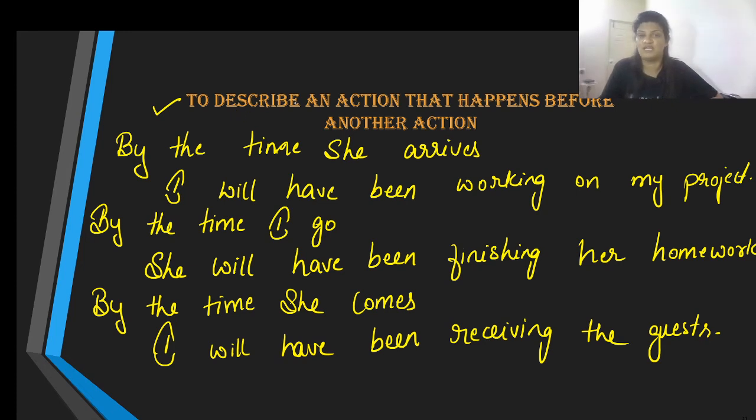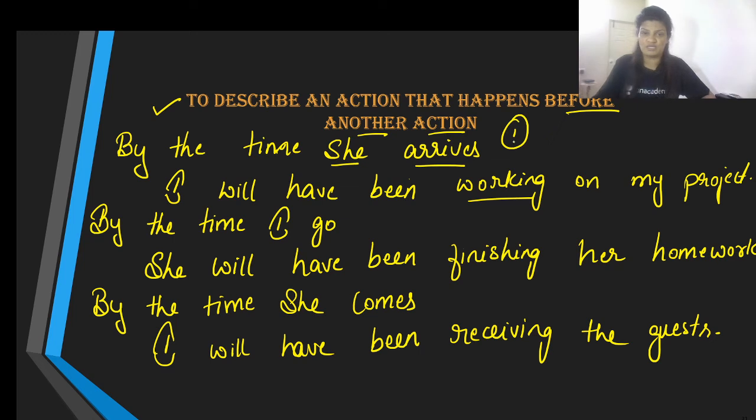To describe an action that happens before another action, by the time she arrives, so this is going to be one action. By the time this happens, before this action, something else will be happening, which is I will have been working on my project. By the time she arrives, I will have been working on my project.